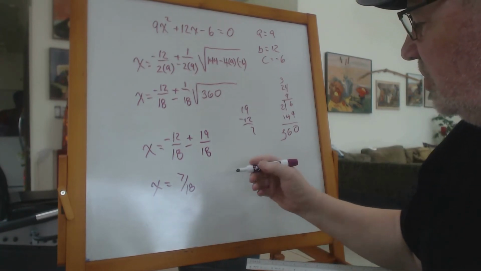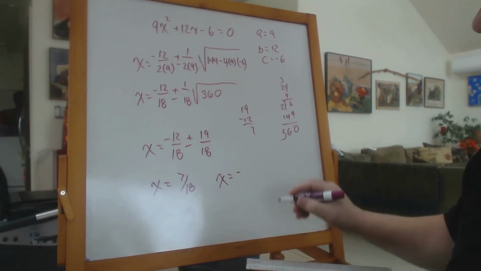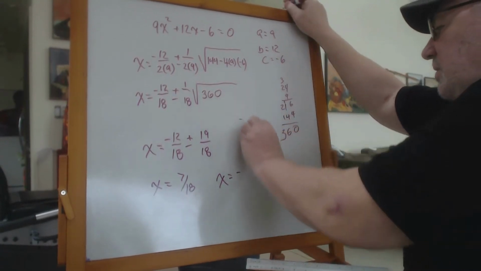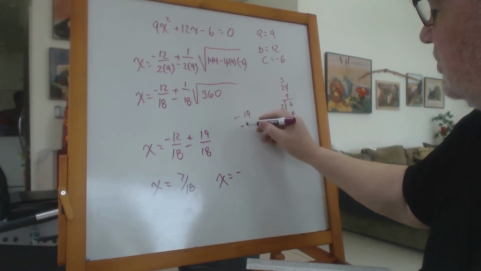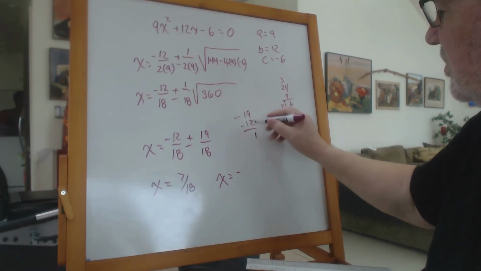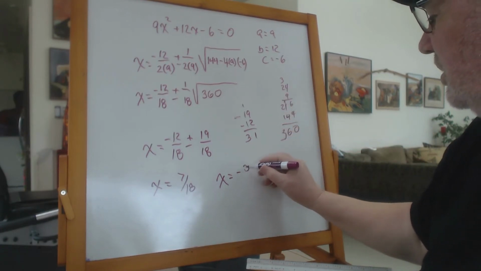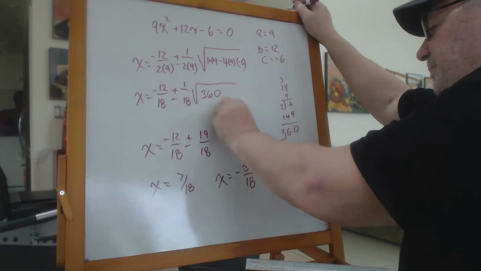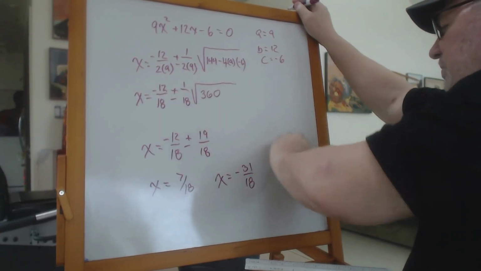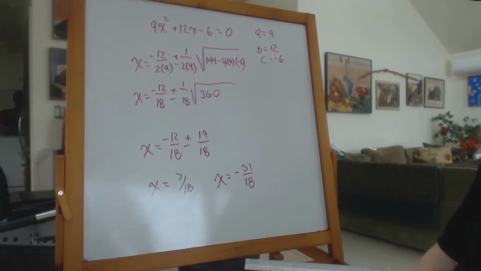And x equals minus. We have a negative. So negative 12 and negative 19. So minus 12 and minus 19 is minus 31, minus 31 18ths. And those are the two answers. And that would have been very difficult for us to find if we were playing around factoring. It would have been very difficult for us to find.